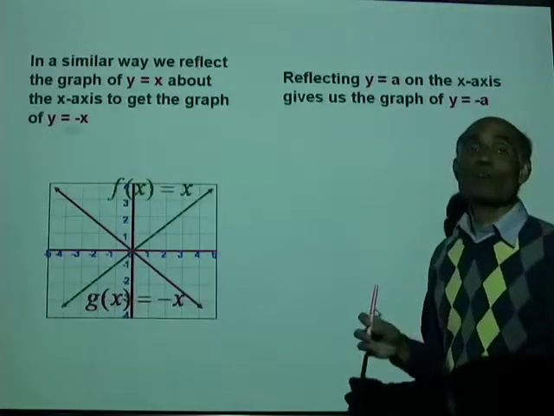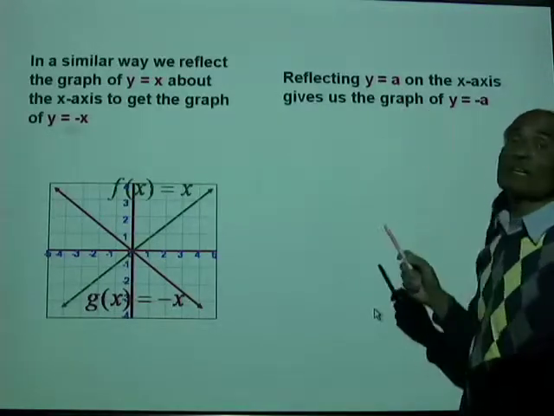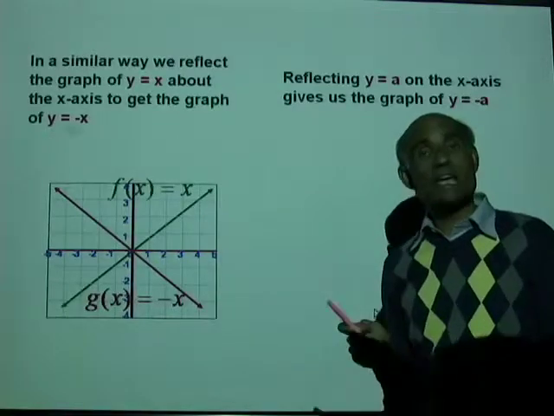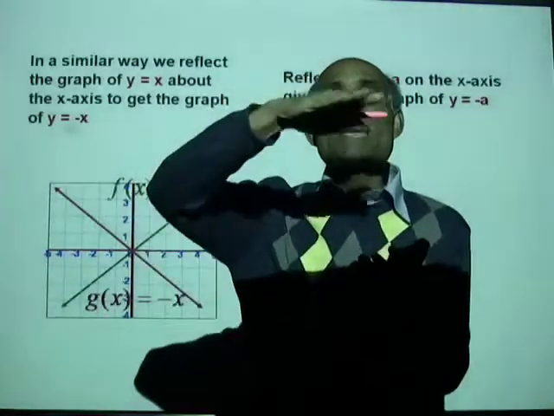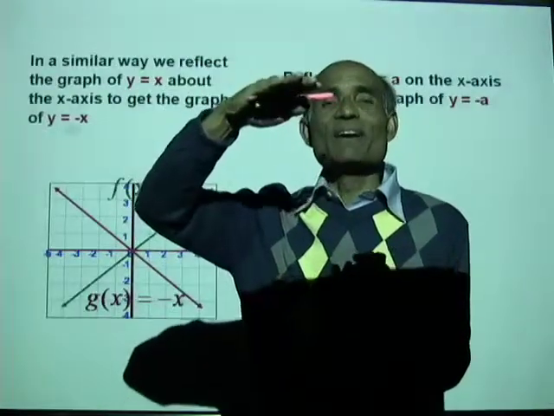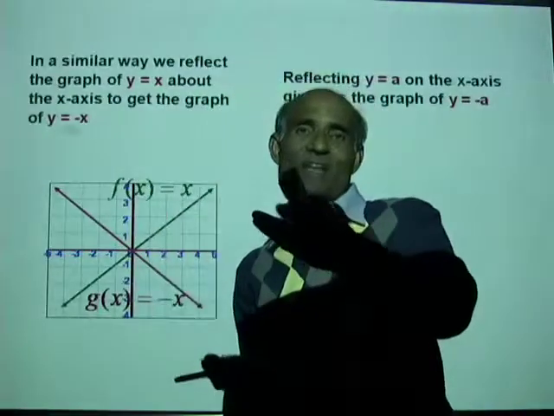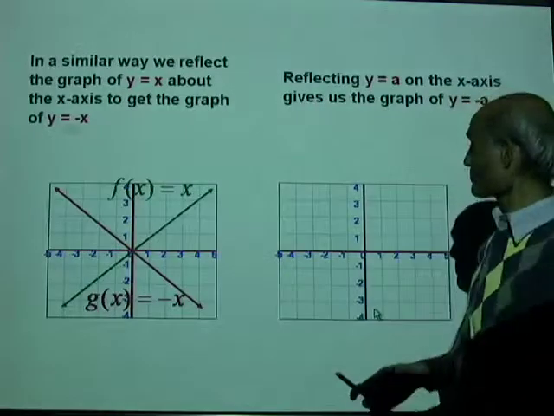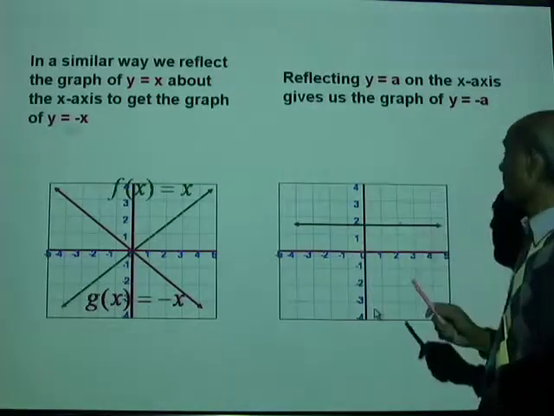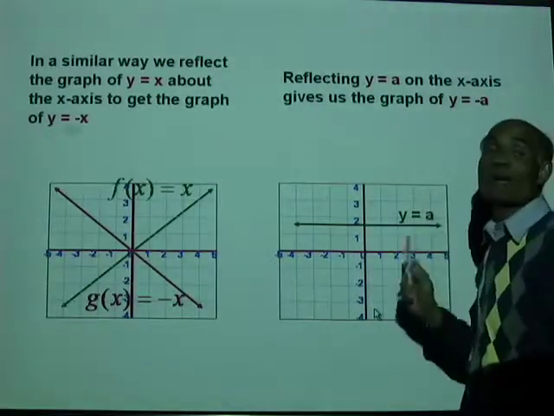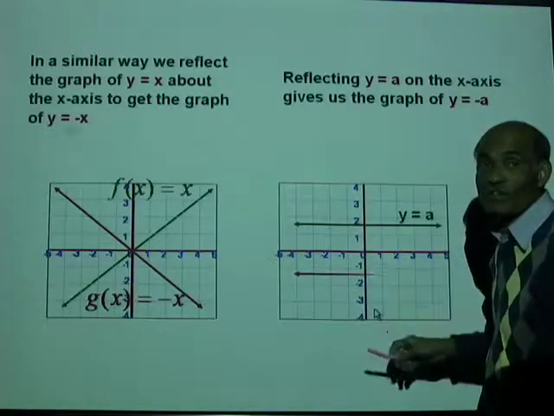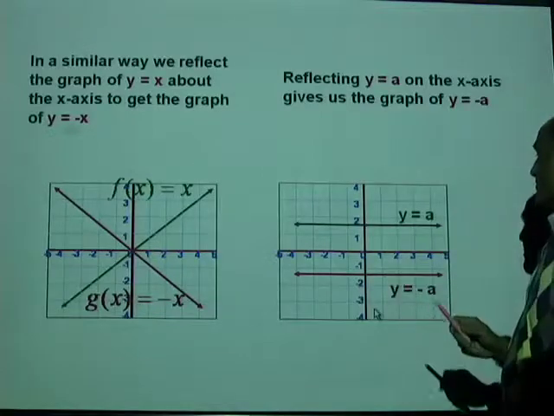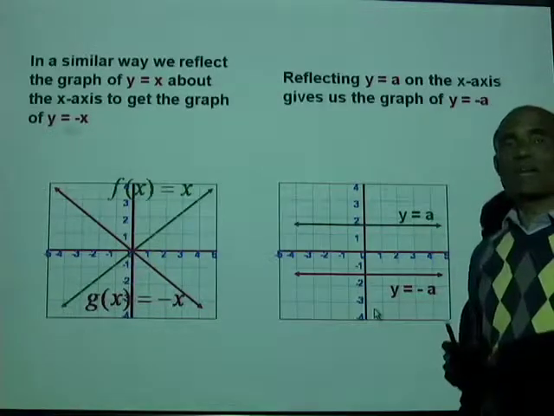How about y equal to a and y equal to negative a? We saw the graph of y equal to a. y equal to a is a horizontal line. And if you reflect that on the x-axis, what do you get? This is f(x) equal to a, or y equal to a. If you reflect it on the x-axis, you will get y equal to negative a.